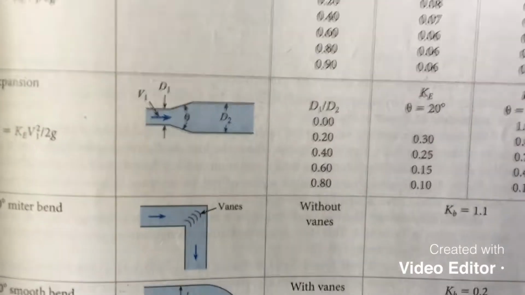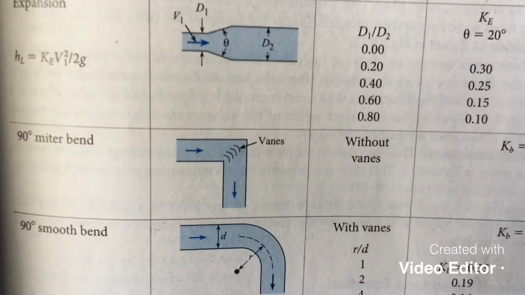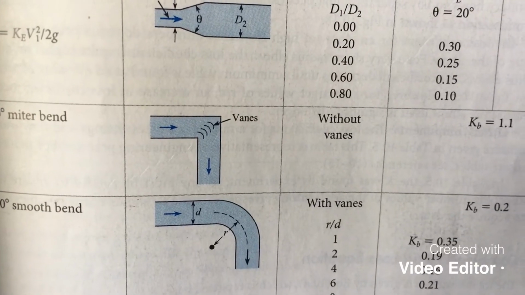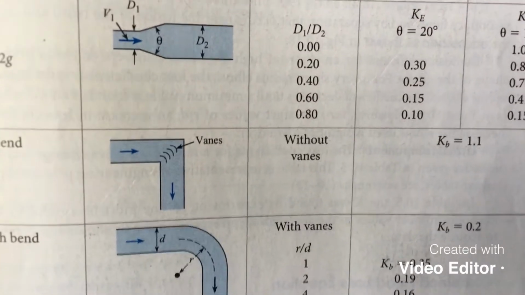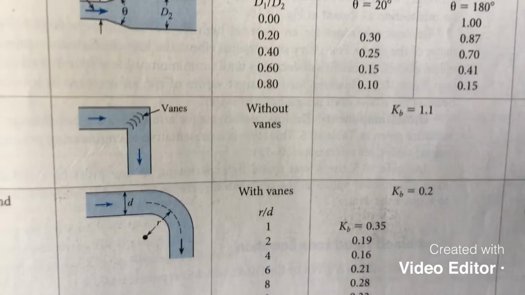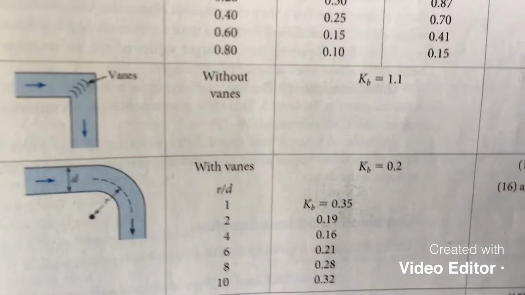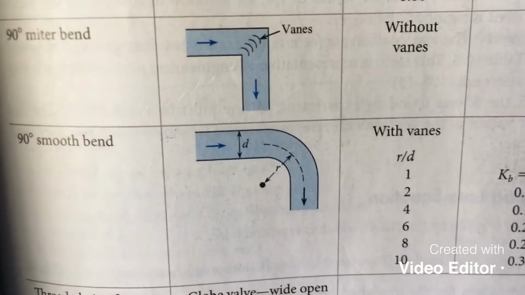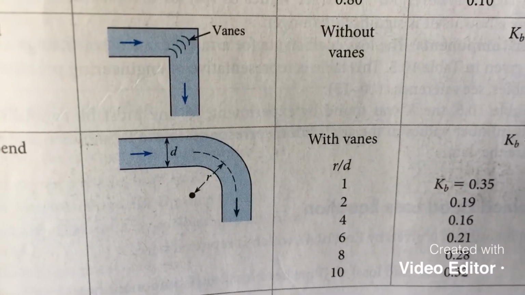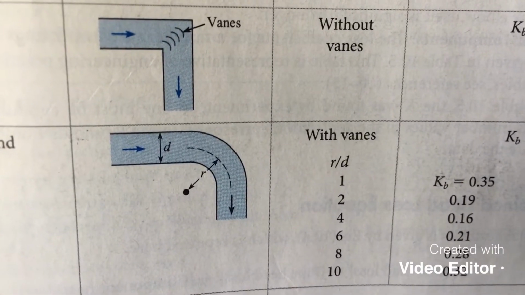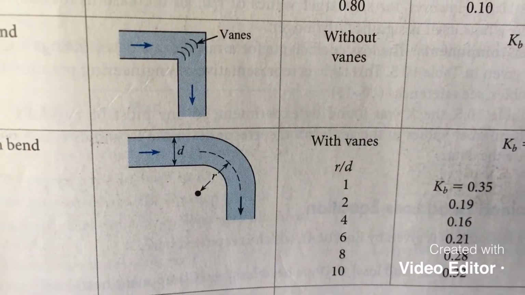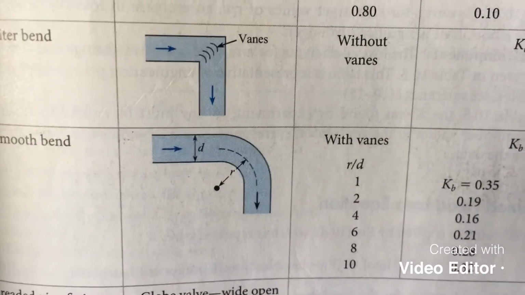Okay, there are some other cases like a bend, 90-degree miter bend, and 90-degree smooth bend, without vane, with vane. So they have all kinds of cases. You have to learn how to read this table. With the smooth bend, they also depend on the R over D, right? R is the radius of the curvature of the bend.